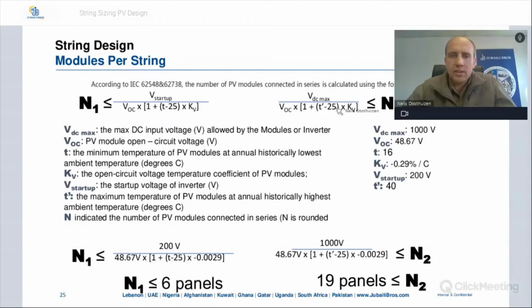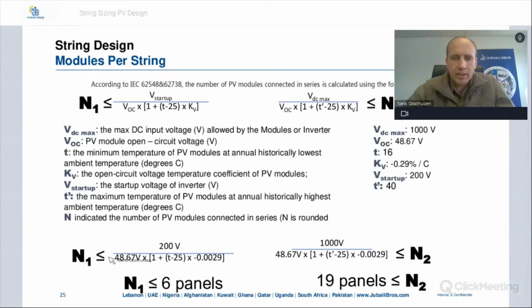Then continuing on, the first one says that your string should be more than or equal to, so this is your minimum number of modules. And then the second part of the formula is your maximum amount of modules. So your modules should be less than or equal to this amount here. VDC max, that's your maximum MPPT voltage range. Again, V open circuit refers to your module open circuit voltage. The T dash is the maximum temperature of PV modules at the annual historical highest. And then KV, again, is the open circuit voltage temperature coefficient.